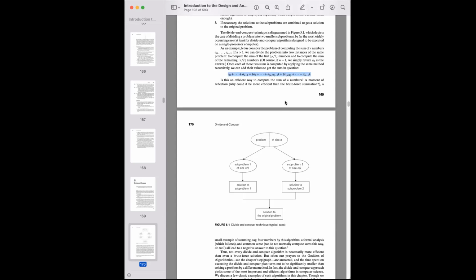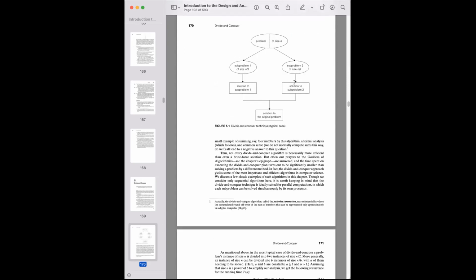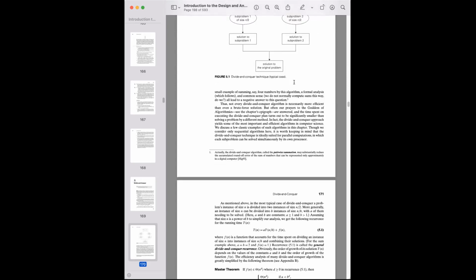So the question then is, is this more efficient than the brute force? Okay, and it turns out that it's not. You're still doing the same number of additions. Okay, in fact, you're adding time to it by having to take the time to split them up. Okay, so not all divide and conquer algorithms are more effective. Okay, but a lot of them are going to be.